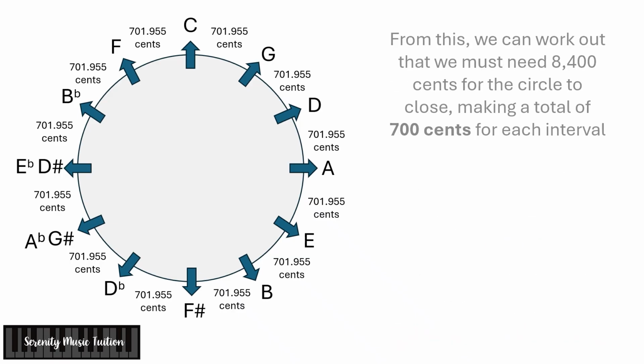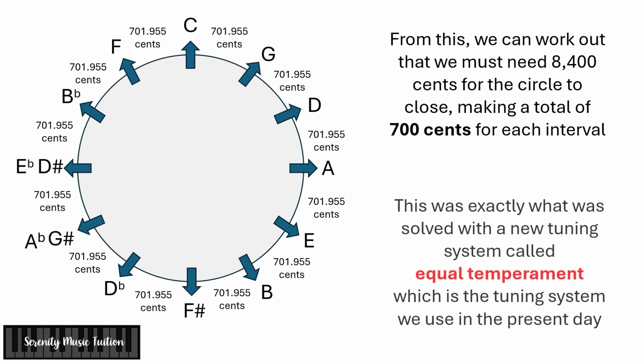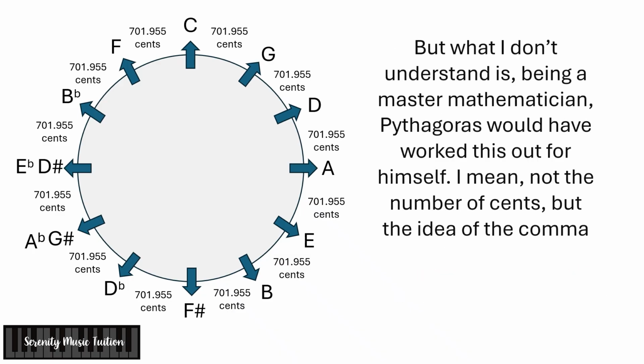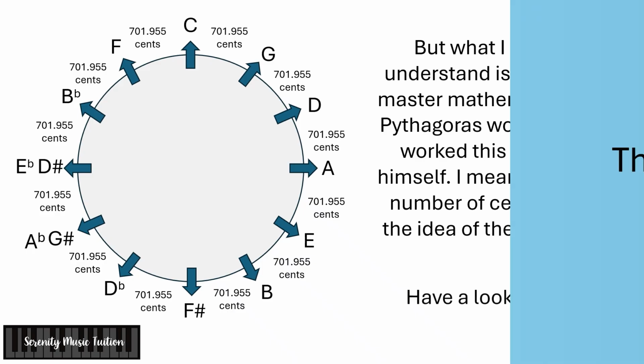From this we can work out that we must need 8,400 cents for the circle to close, making a total of 700 cents for each interval. This was exactly what was solved with a new tuning system called equal temperament, which is the tuning system we use in the present day. But what I don't understand is, being a master mathematician, Pythagoras would have worked this out for himself. I mean, not the number of cents, but the idea of the comma. Have a look at this.